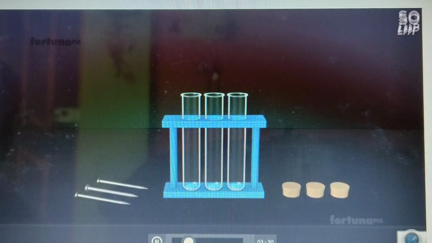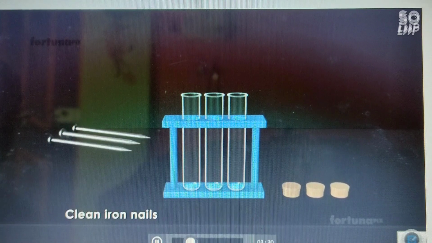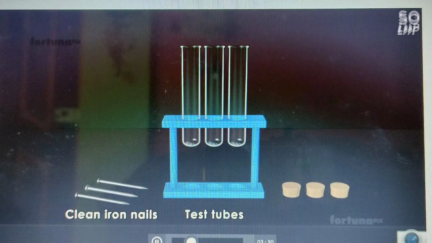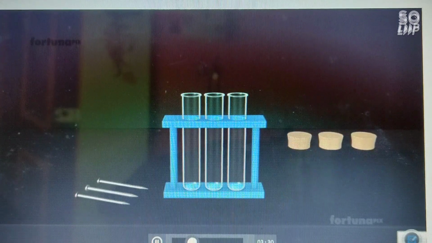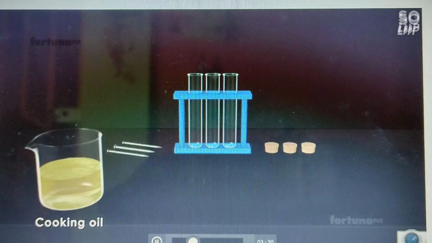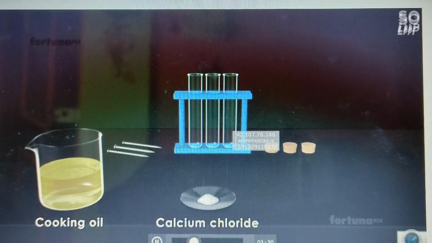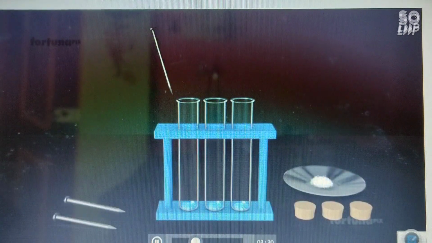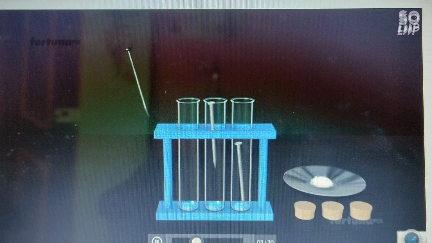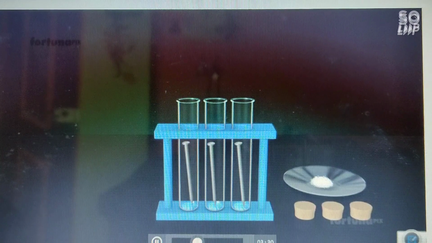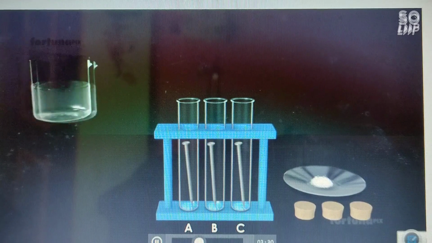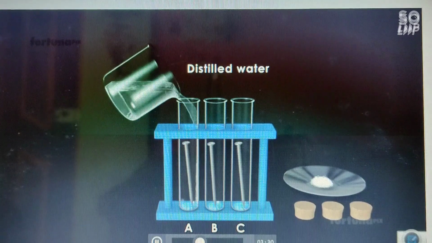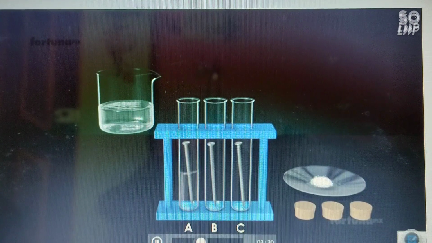Let's look at the conditions under which corrosion can occur. For this, you will need 3 clean iron nails, 3 test tubes, 3 rubber stoppers, cooking oil, calcium chloride, and distilled water. Begin by placing the 3 iron nails into the test tubes, which should be labeled A, B, and C. In test tube A, add distilled water such that only half of the nail is immersed.